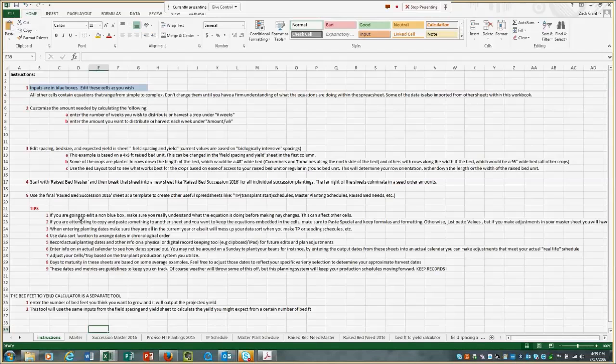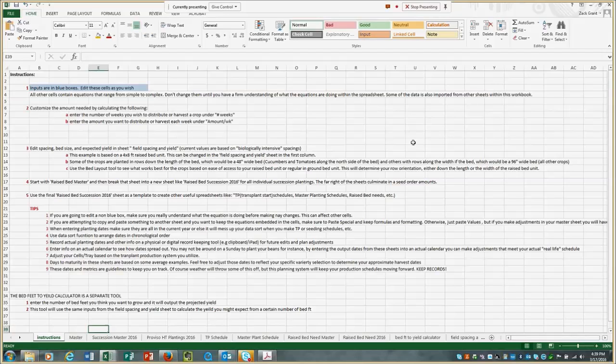So just a few tips before we start getting into this. If you're going to edit a non-blue box, like I said before, make sure that you really understand what the equation is doing before you make any changes, because those other cells have formulas in them that affect other cells, or they pull data from another sheet, like that field and spacing sheet.